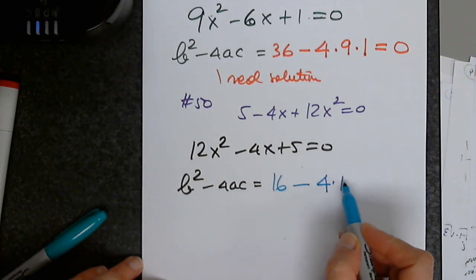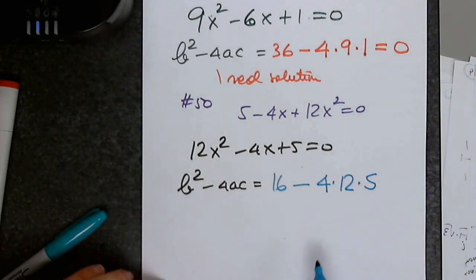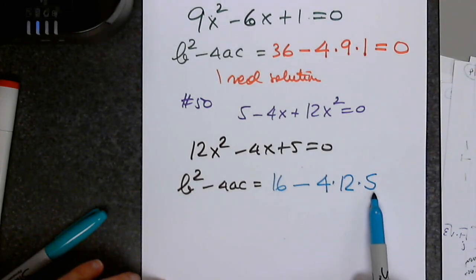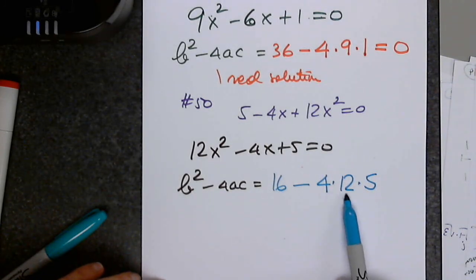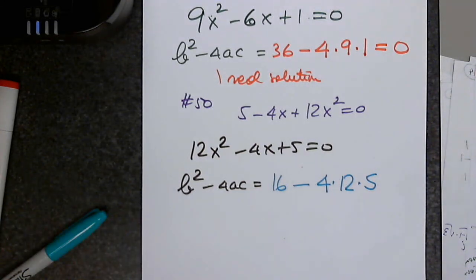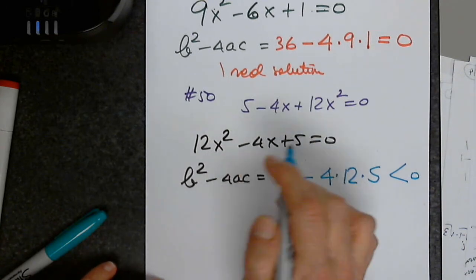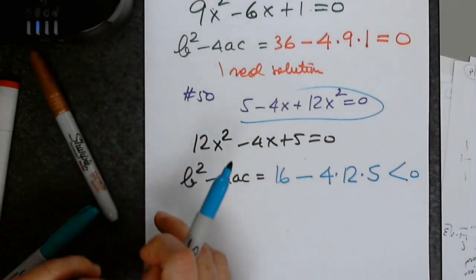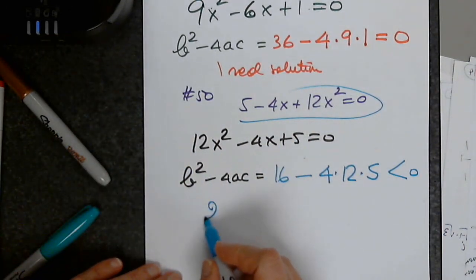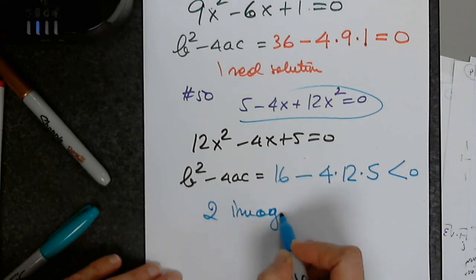Minus 4 times 12 times 5. Since 4 times 5 is 20, 20 times 12 will be 240. I don't have to calculate. I already know the answer. Is it positive, negative, or 0? Negative. That's all I care about. What do I conclude about this equation? Two imaginary solutions.